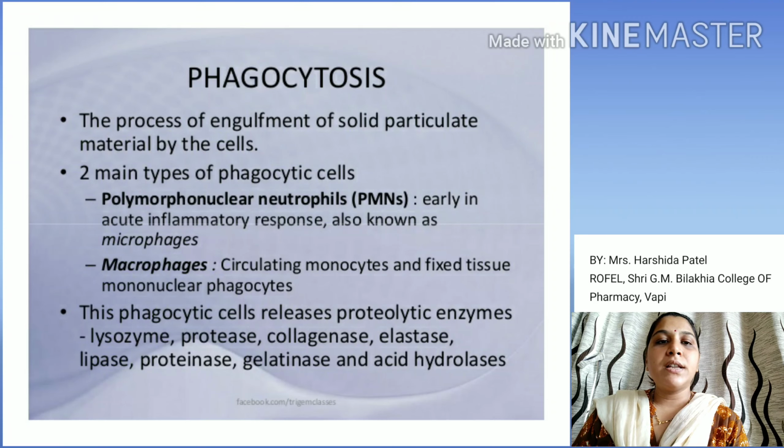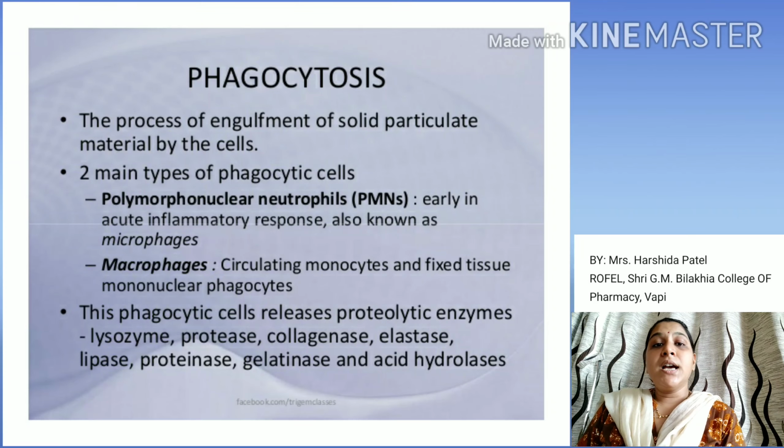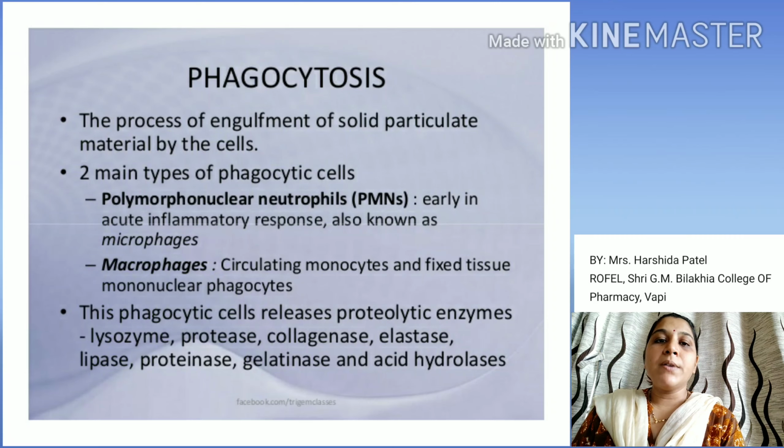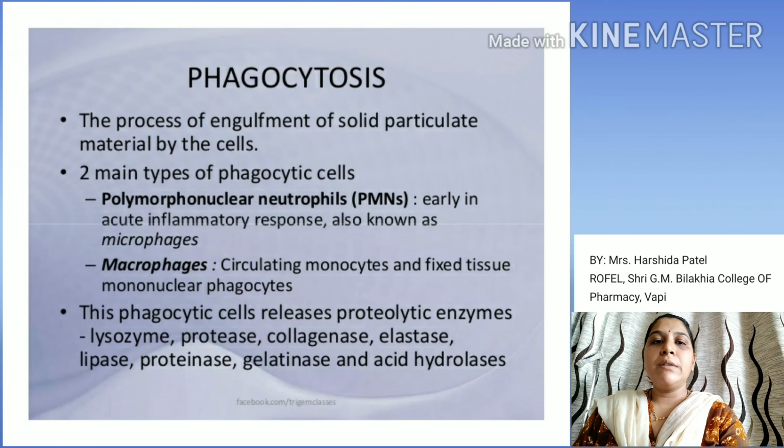Polymorphonuclear neutrophils are seen in the early response of acute inflammation and are also known as microphages, while macrophages are the circulating monocytes and fixed tissue mononuclear phagocytes. These phagocytic cells release proteolytic enzymes like lysozyme, protease, collagenase, elastase, lipase, etc., which degrade the engulfed material, like the injurious agent or infectious agent. This helps to eliminate or limit the spread of the injurious agent.